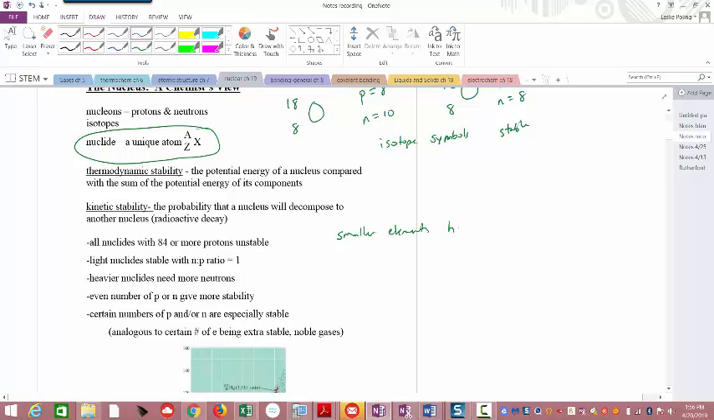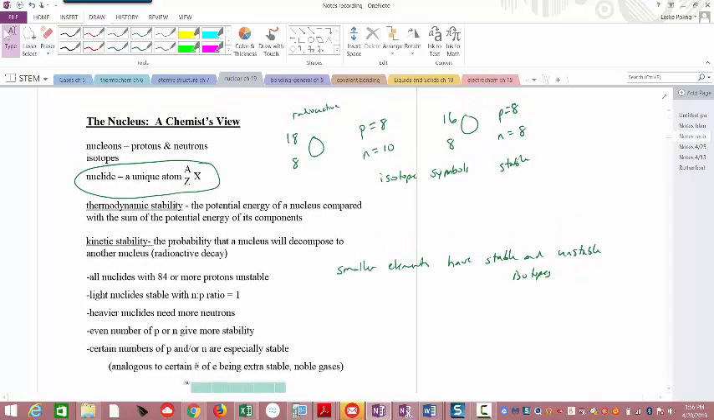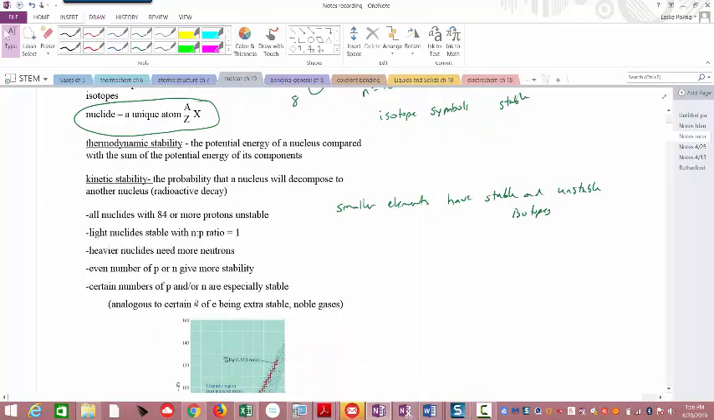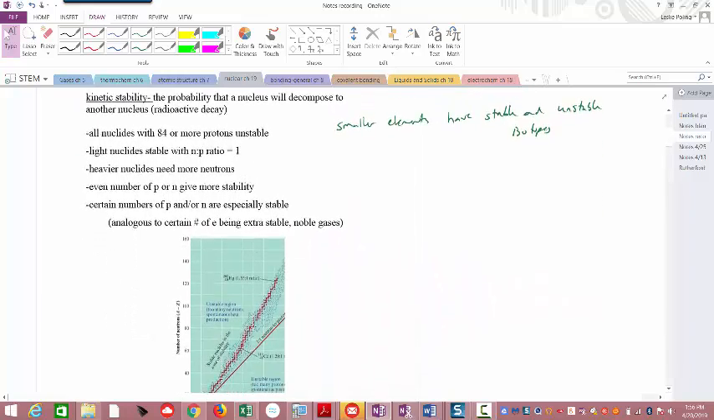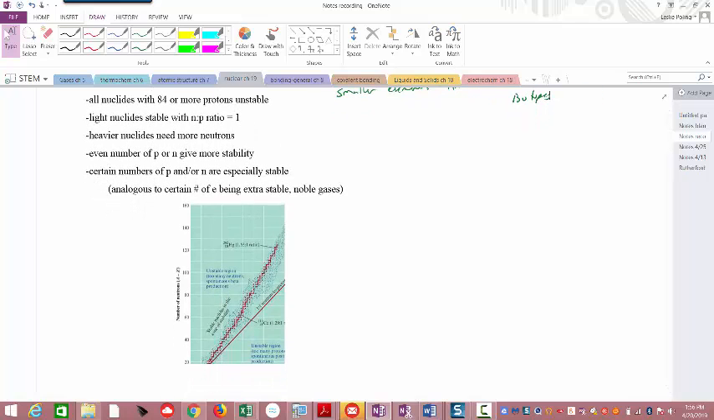Smaller elements have stable and unstable isotopes. So if you look at my oxygen example, 8 protons, 8 neutrons, that is the stable one because the lighter nuclides have a neutron to proton ratio of 1 for being stable. The heavier it gets, the more neutrons it needs.